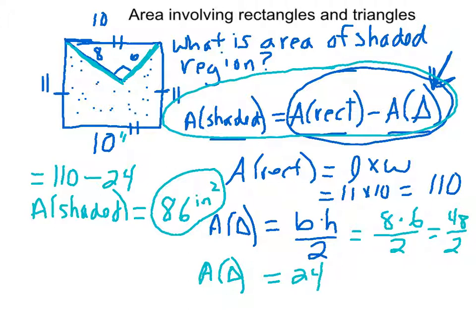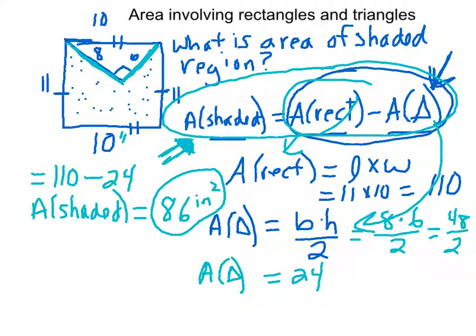There we go. So just to cap it off, what did we do? We looked at the picture. They gave us a ton of information. We identified where the shaded region was. We made a statement of how to find the shaded region, and then we just chunked it down and found each of these things. The area of the rectangle first, the area of the triangle second, and then we applied the minus sign between them, and bam, we were done.